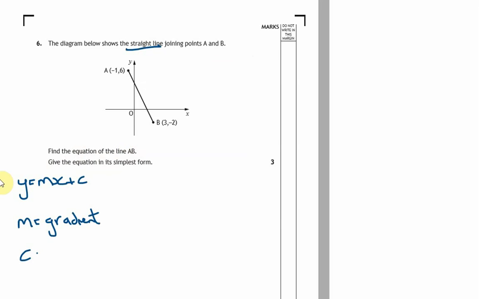And c is the y-intercept. So what that means is, I'll just go over here. Every line's got a gradient, okay? And the gradient is the ratio of the height over the length, okay? So there's the gradient.